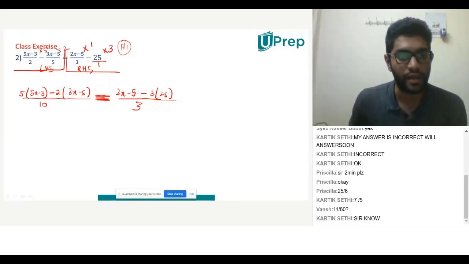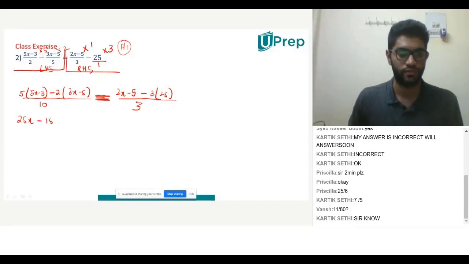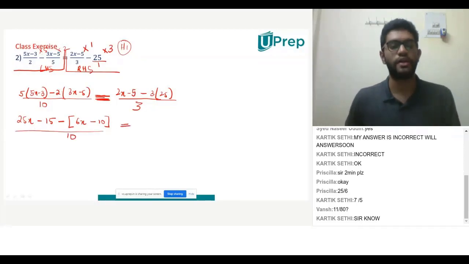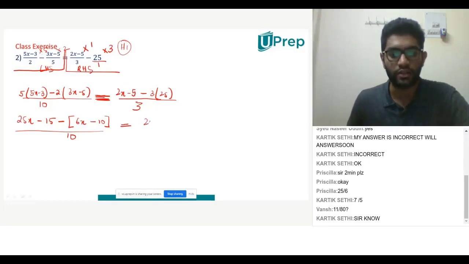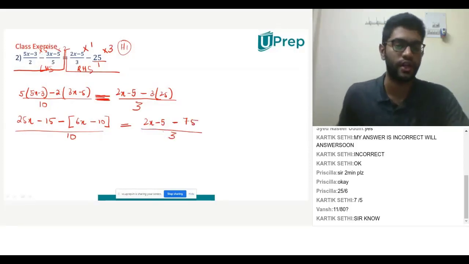Now, in the next step, I am going to multiply each term and try to open up the brackets and get rid of the brackets. So 5 into 5 is 25x and 5 into 3 is 15. The sign is negative. Minus 2 into 3 is 6x and 2 into minus 5 is minus 10. The denominator hasn't changed. I am still with 10. Similarly, on the right hand side, 2x minus 5 as it is and 25 into 3 is 75. The denominator is still the same. Is it clear till here, guys?